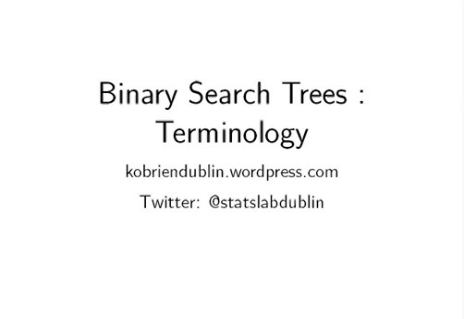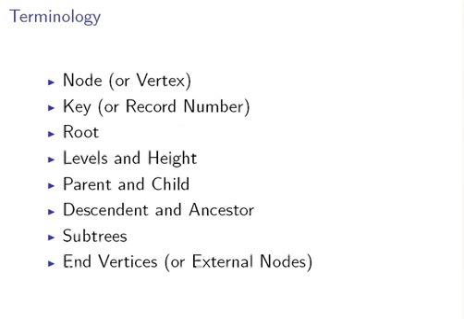In this presentation, we're going to look at binary search trees and, in particular, important terminology related to binary search trees. So, here's a list of the things we're going to look at. We're going to look at a node, or a vertex as it's also called, a key or a record number, the root, levels and height, parent and child, descendant and ancestor, subtrees, and end vertices.